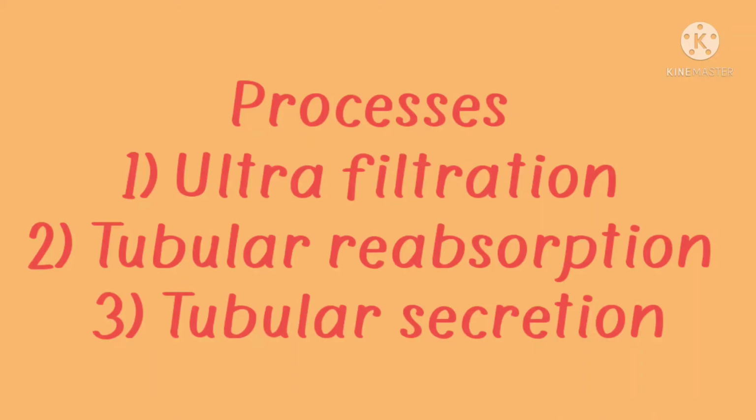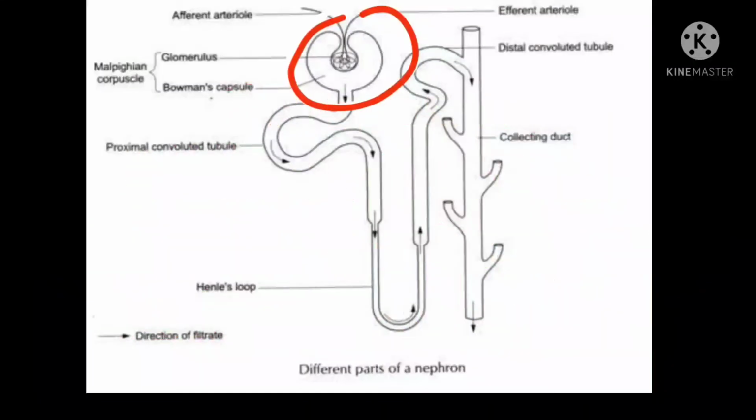Now, three processes are involved in formation of urine. The first process is ultrafiltration, second is tubular reabsorption, and third is tubular secretion. This Malpighian corpuscle part is associated with ultrafiltration.